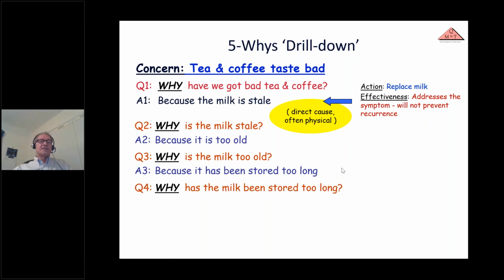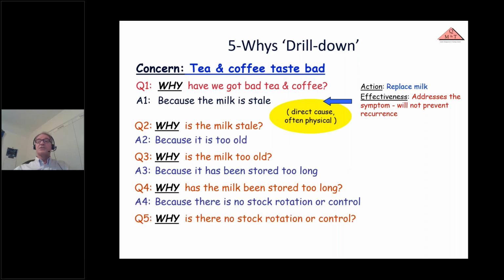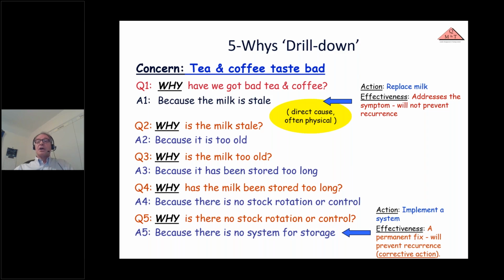Why has the milk been stored too long? Because there's no stock rotation, no stock control. And why is there no stock rotation or control? Because there is no system for storage. And the team will now recognise that they've reached a rather different level of describing the cause, and this is likely to prompt an action to implement a system. The likelihood is that this action will be rather more effective. This should be a permanent fix which will prevent recurrence.